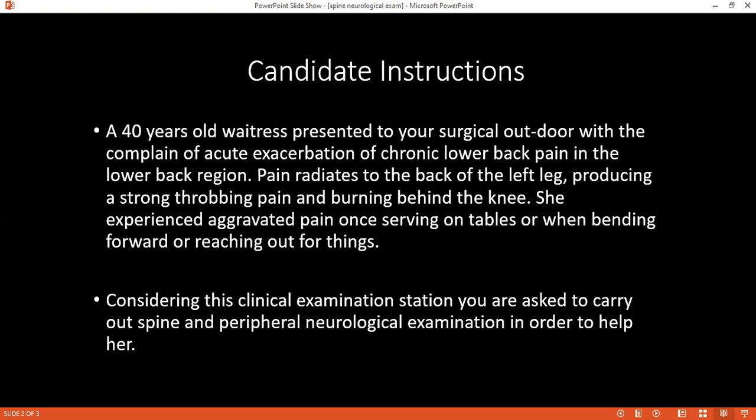Then I also check for extension as well. Then I'll check for the knee, and then I also check for the ankle and then the big toe, and also do my coordination. To complete my examination, I'll want to do a knee jerk and an ankle jerk, and also check for the dorsal column, and then I also check for light touch and pinprick.